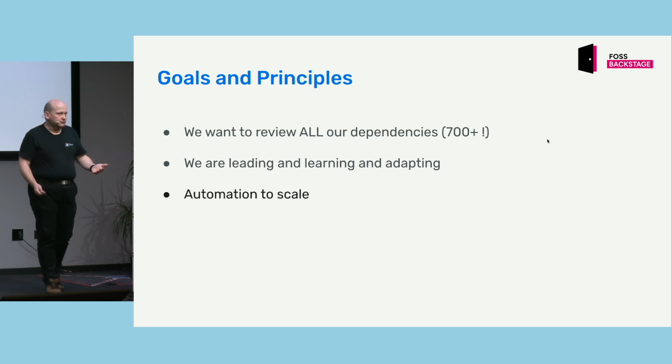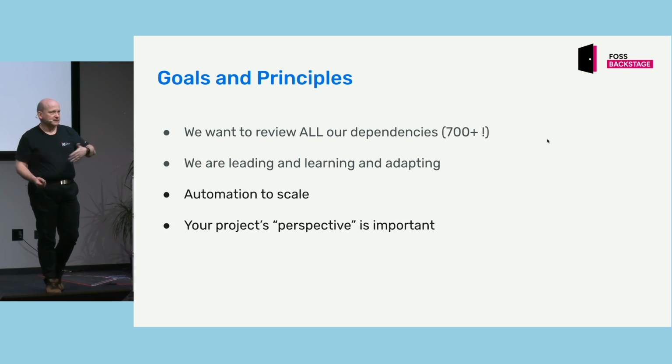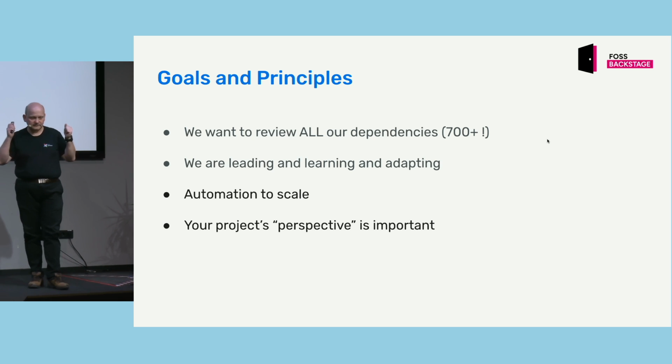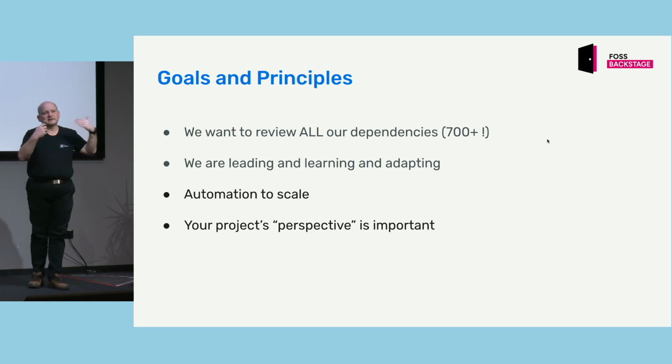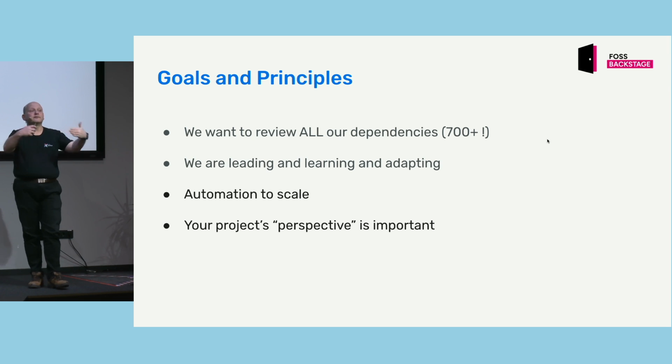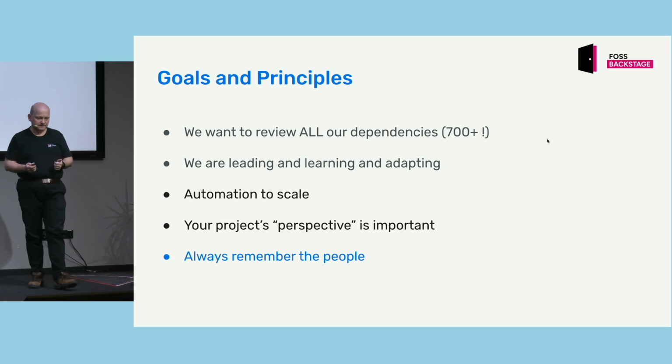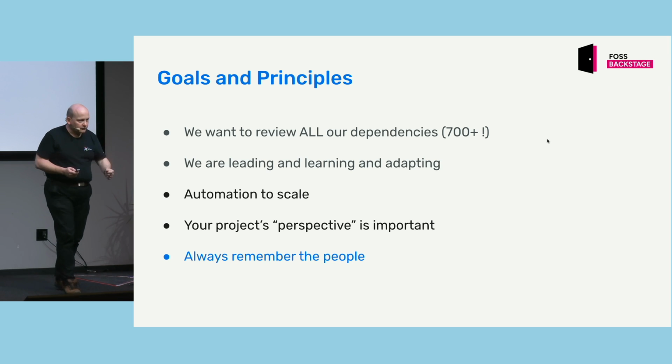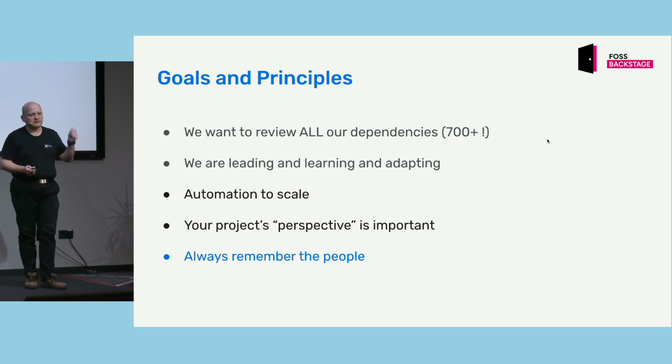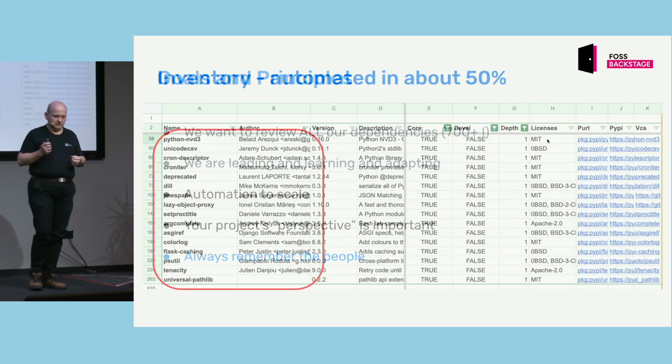We need to leverage automation to scale, which means that with 700 dependencies, you are not able to review them all at once. We have to look at our dependencies from the perspective of my project, like Airflow looks at its dependencies. But we figured out also that in the open source community, people are the most important asset, and they are the most important in the process.